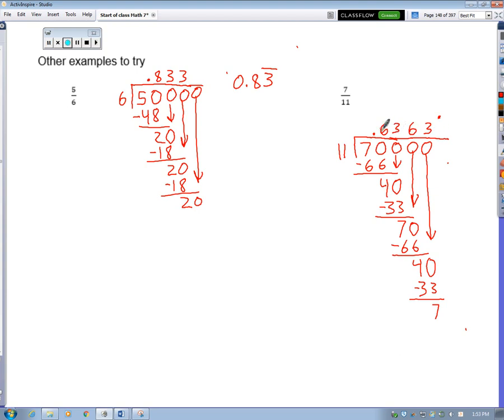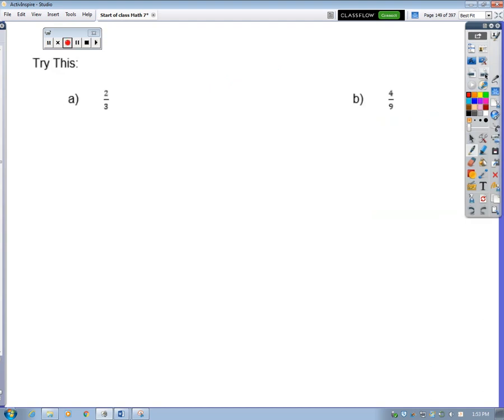Okay, so here's how we would identify this repeating fraction. It is 0.63, and our line is going to go over top of the 6 and the 3, the repeating bar, to show that it's always going to be 63, 63, 63. Okay, that's our pattern.